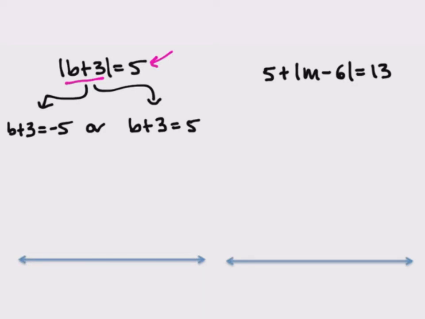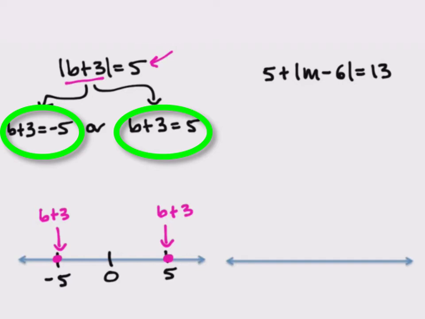So, b plus 3 is going to have to be 5, or b plus 3 is going to have to be negative 5. Now, we've got these two equations, and we know exactly how to solve them, so let's do it.